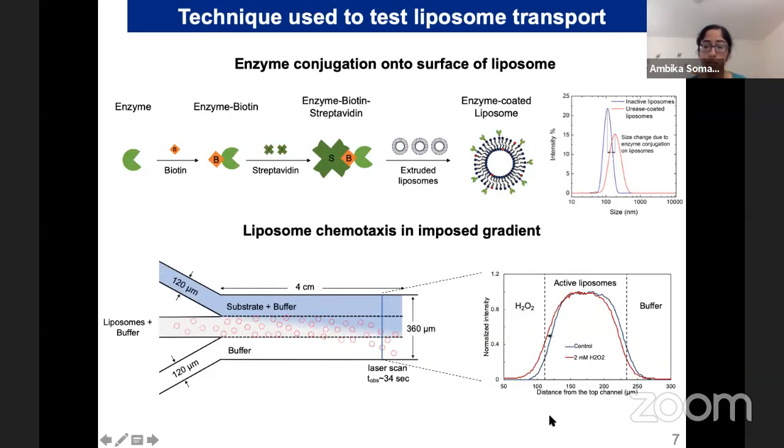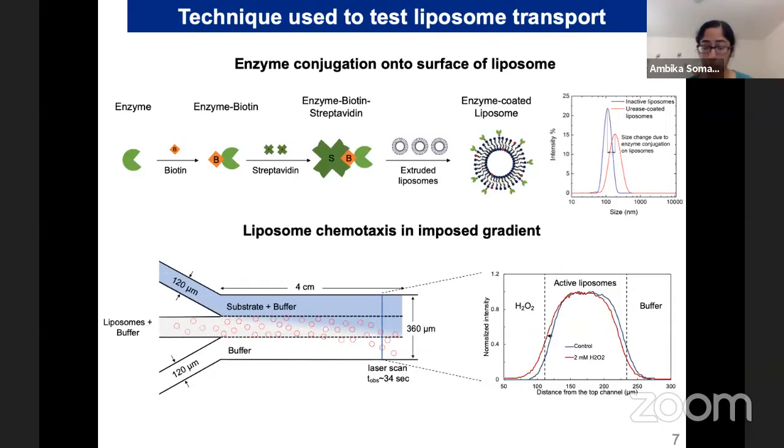So this is a typical graph that we get out of this 3-inlet, 1-outlet microfluidic channel experiment. There is a laser scan that occurs from the confocal microscope at the end of the channel. And this allows us to scan how the liposomes move from the mid-channel to the side channel. Like I said, in the control experiment, it would be through Fickian diffusion. And in the experiment where we replace buffer with substrate, we observe how the liposomes move towards the substrate.